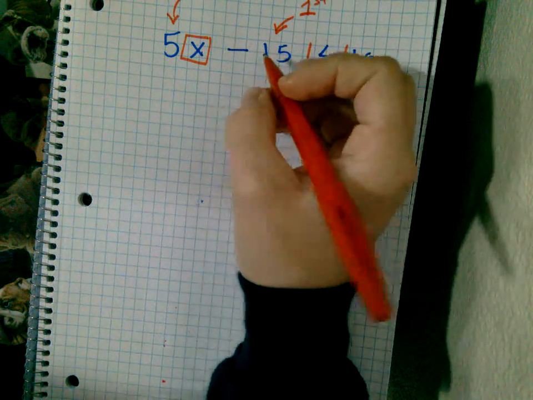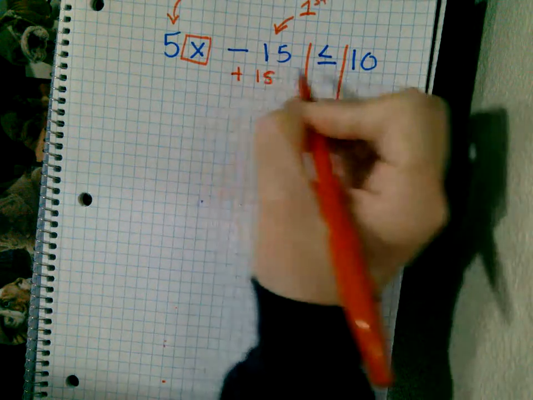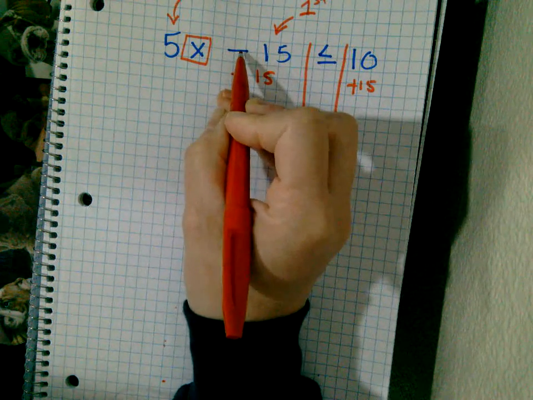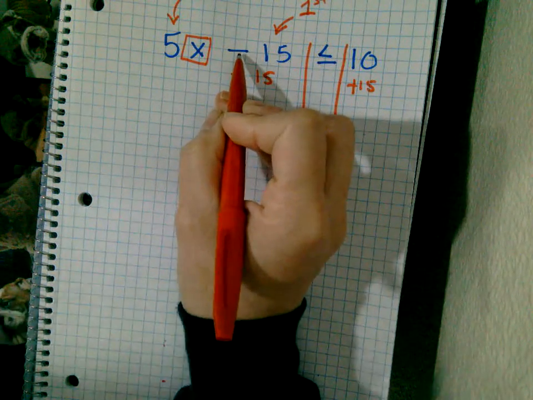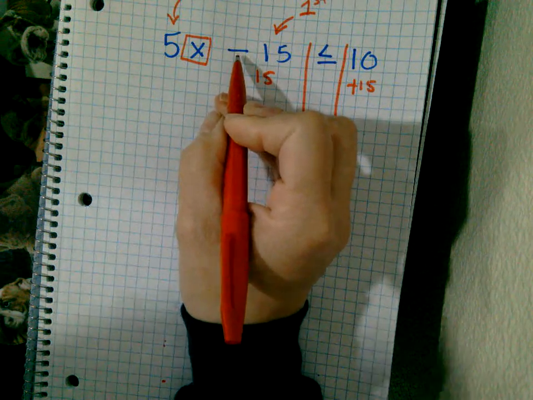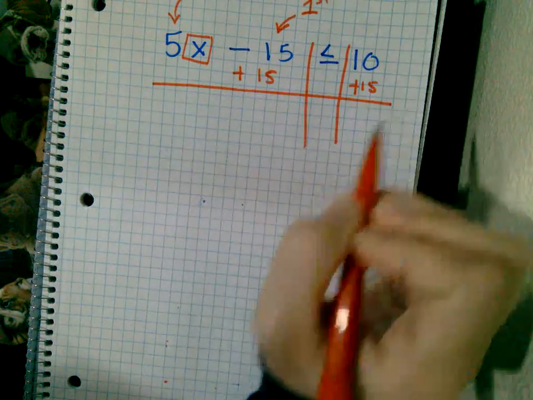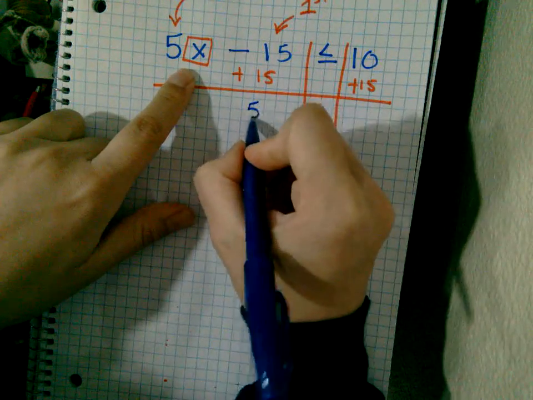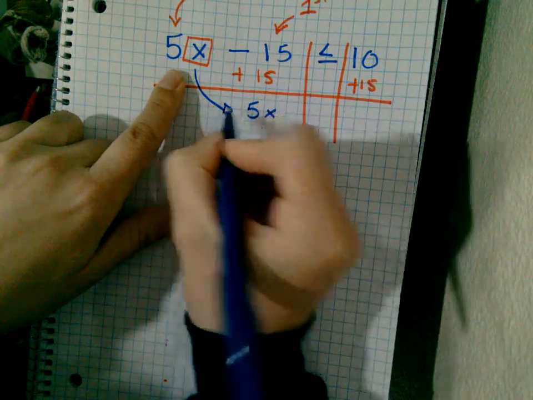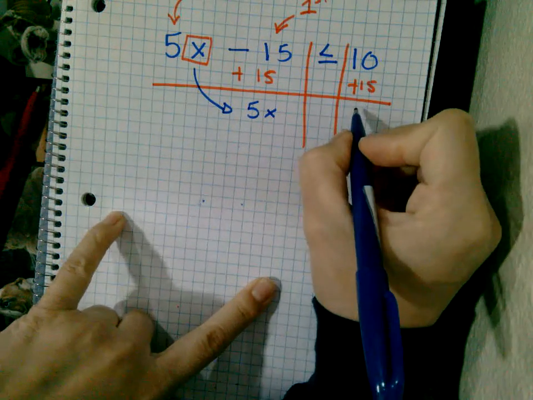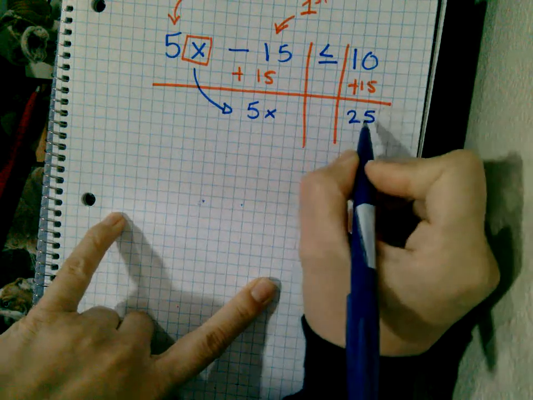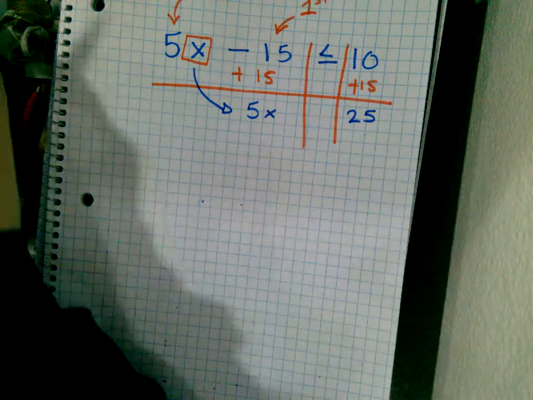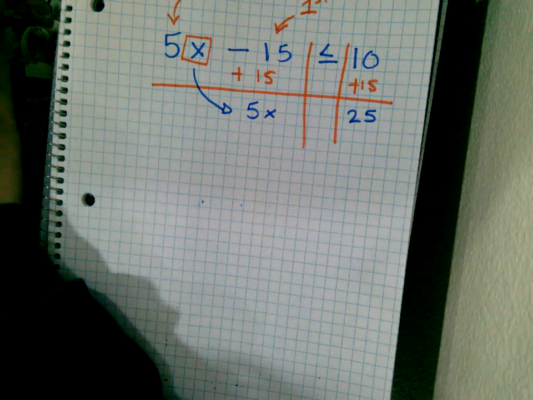All right. So we're going to move the 15 first. So we're going to add 15. The reason we add 15 is because this is a subtraction, and you got to do the opposite. So if it's a subtraction sign, you're going to be doing an addition sign. On this side, we're left with 5x. On this side, we're left with 25. No, not 20. Yeah, 25. I think I was right.